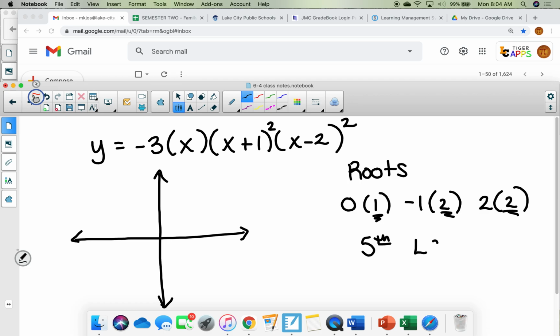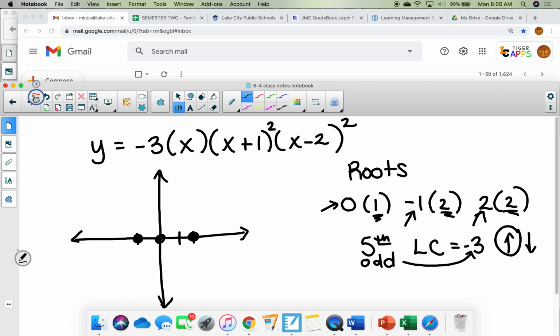And my leading coefficient is a -3. So this is odd, and it's also negative. Odd and negative starts up and ends down. So I know that 0 is a solution. I know that -1 is another point where it crosses the x-axis, and I know that 2 is the last spot where it crosses. And I know on the left it starts up, and on the right it ends down. I know that that's what that looks like, but what does it do in between?